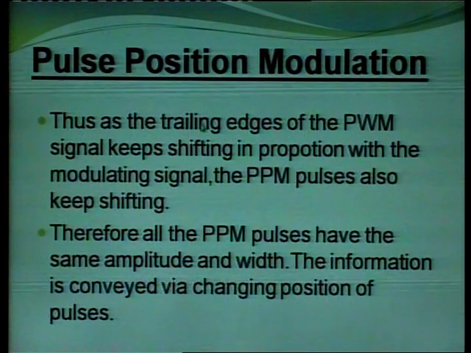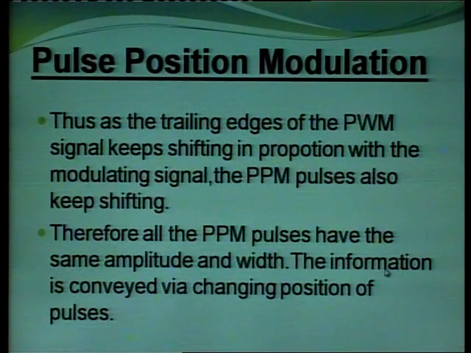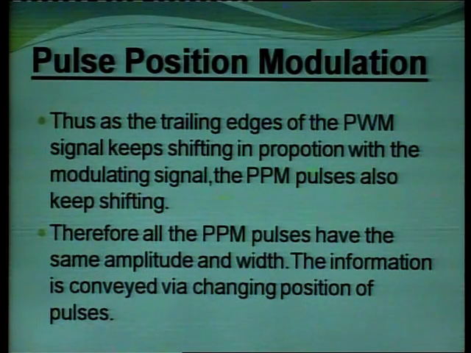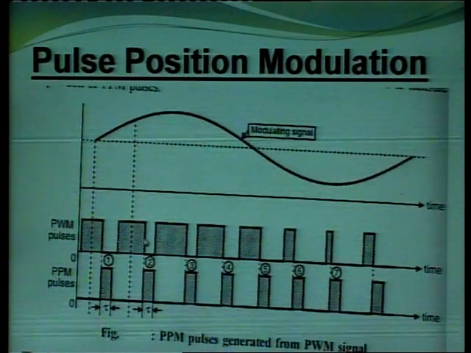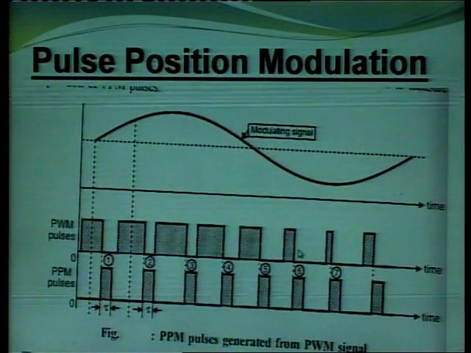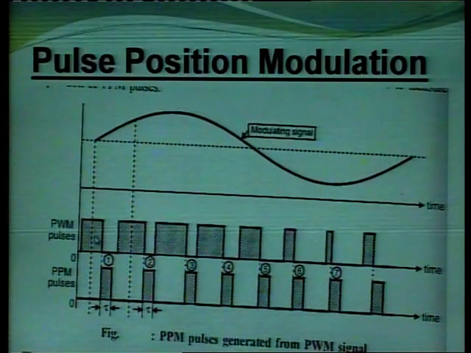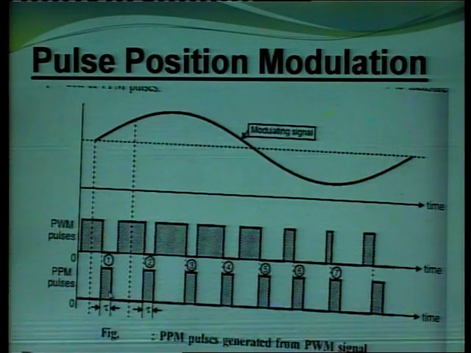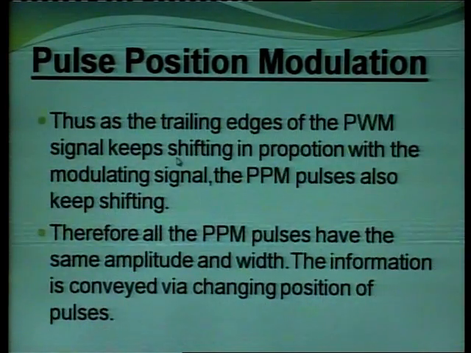Thus, as the trailing edges of the PWM signal keep shifting in proportion with the modulating signal, the position of pulses in PPM also keeps shifting. So, as in the last slide, the negative edge, the trailing edge of each PWM pulse varies in accordance with the modulating signal. From these negative edges, we get this PPM signal. So, indirectly, the position of pulses varies in accordance with the modulating signal.